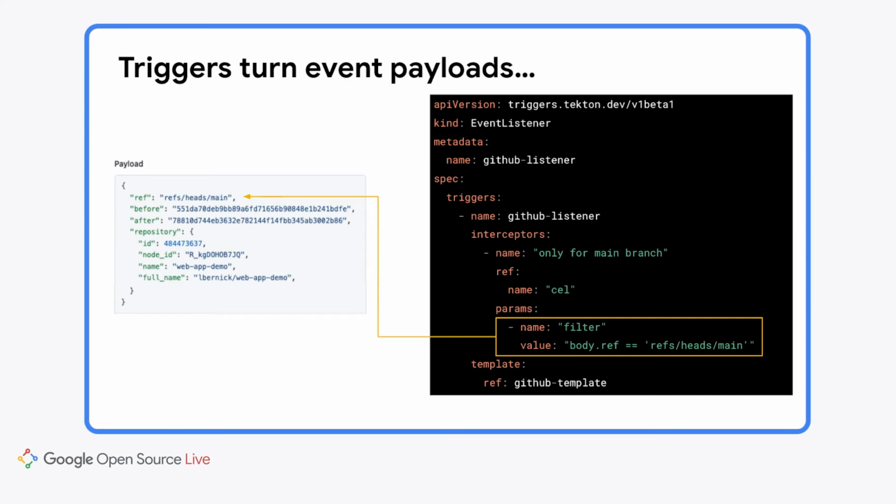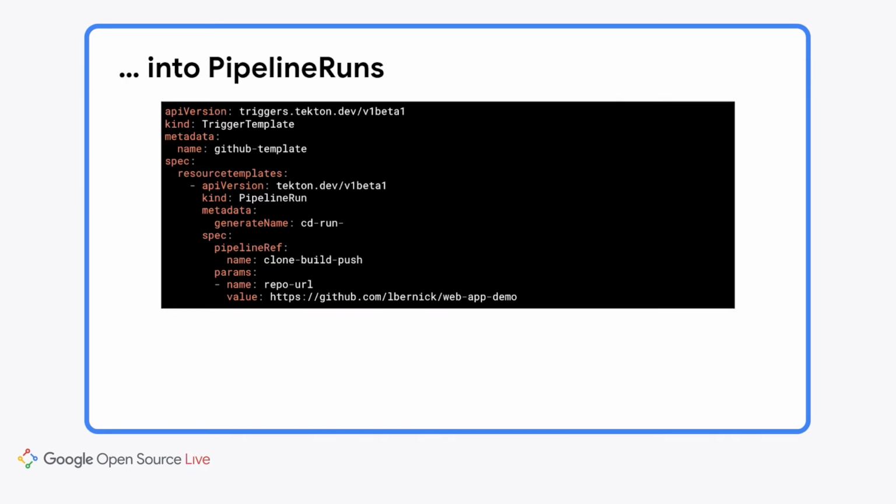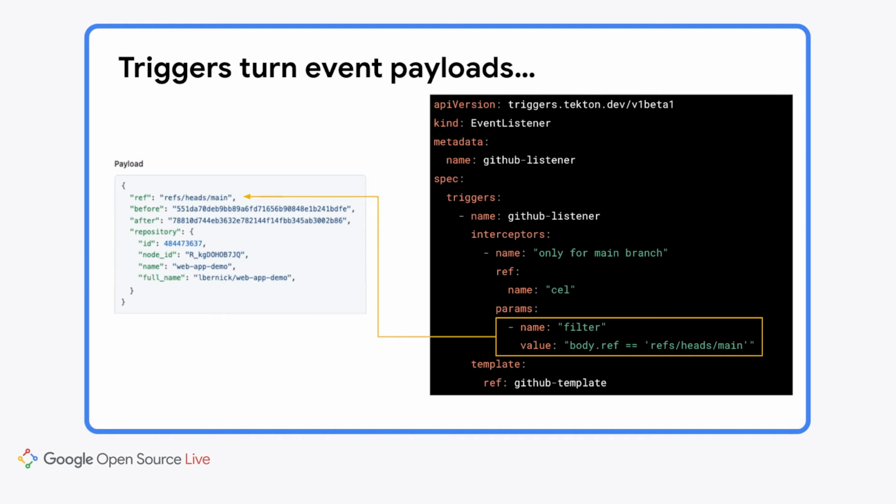On the left here, you can see an example of a GitHub payload from our demo. And here is an example configuration of the pipeline run that we might want to create, our release pipeline, when this event happens. And a trigger just allows you to specify how you want to turn this event into this pipeline run. In our example, I've added a filter.